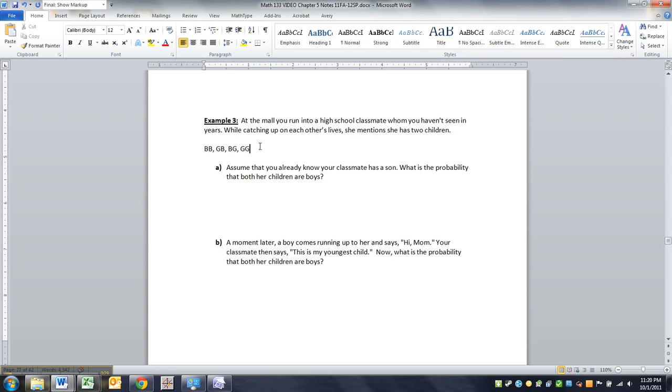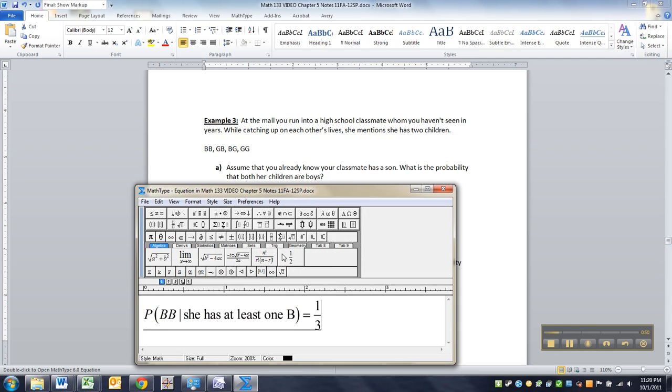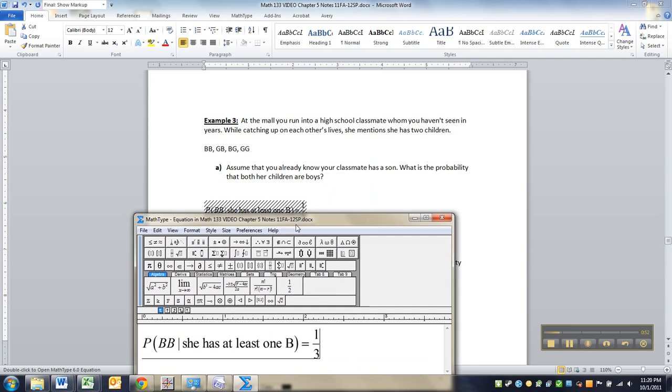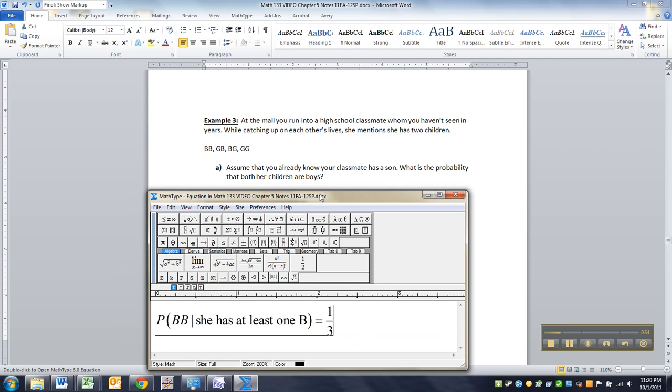And we're assuming, again, everything's equally likely. These are the only 2 gender possibilities, just for the sake of easiness. Assume that you already know your classmate has a son. What is the probability that both her children are boys? Let's talk about that for a second. You want to know the probability that she has boy, boy, both her children are boys, given that she has at least one boy.